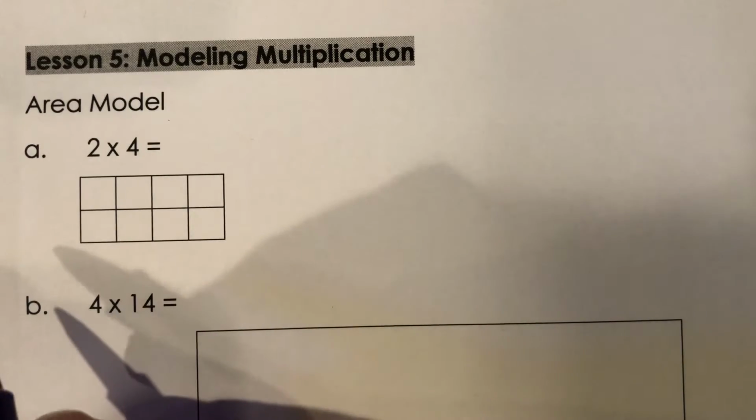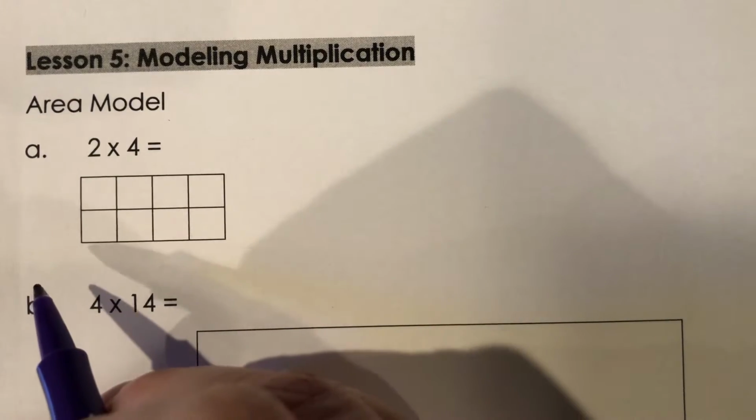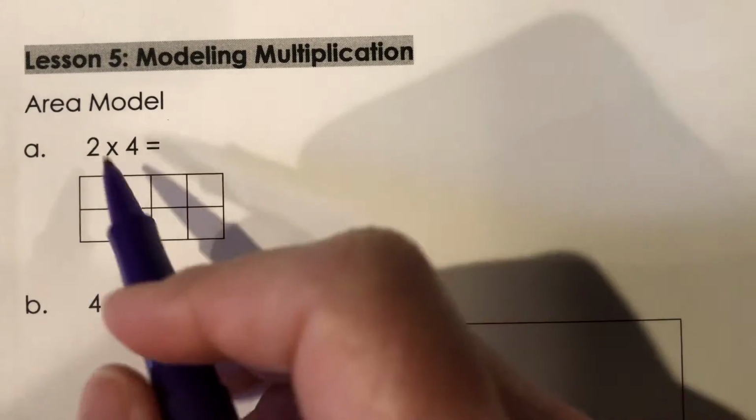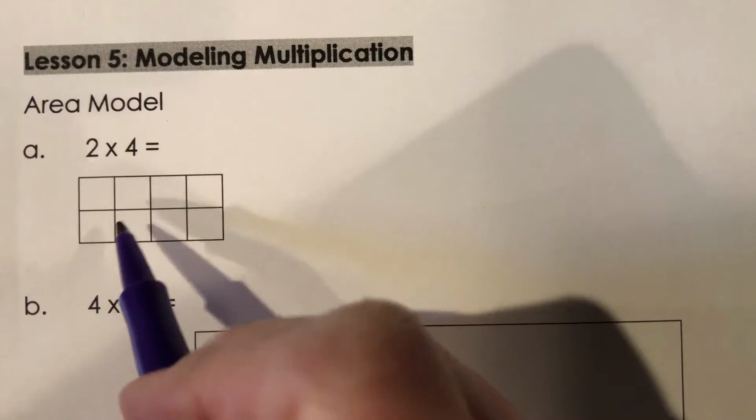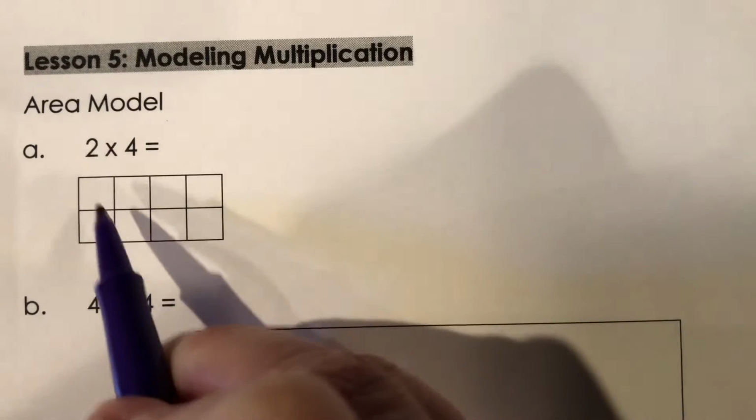And to start off, letter A here, I have 2 times 4. Now I know you know 2 times 4, okay? I promise I'm going somewhere with this. But in the area model, area is basically the number of square units it takes to cover a shape. And we've been looking at rectangles.